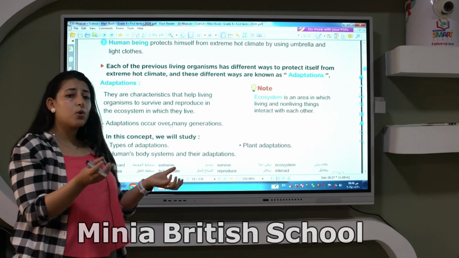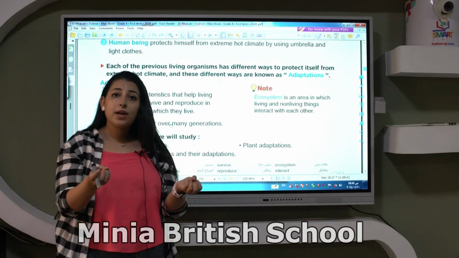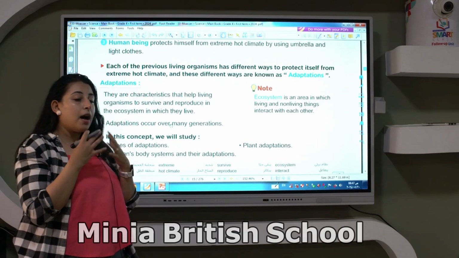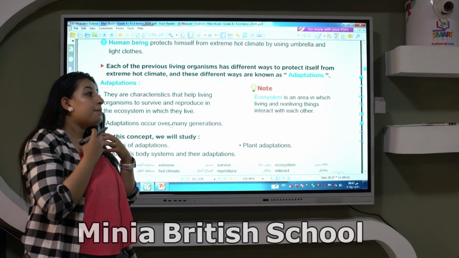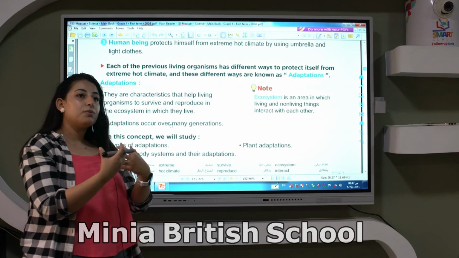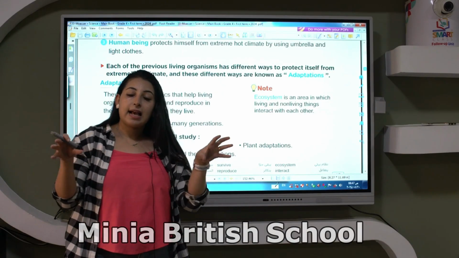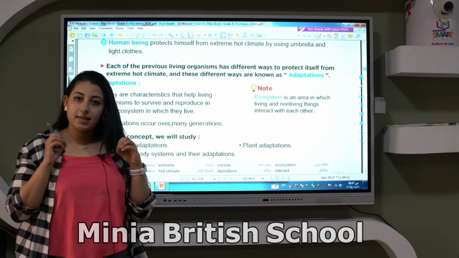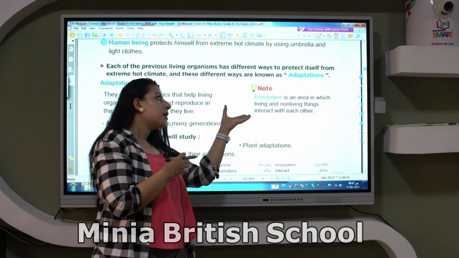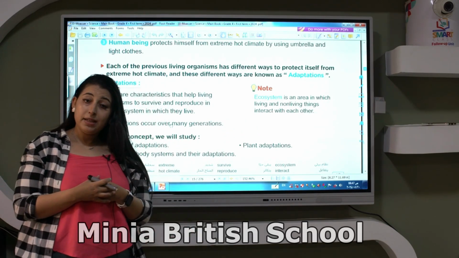What is the meaning of ecosystem? Ecosystem means the place or the habitat where the living organisms live. Not only living organisms. When I am a living organism, when I breathe air, I interact with the air. There is some interaction between me and the air. So this place or this class is called ecosystem. So what is ecosystem? It is an area in which living and non-living things interact with each other. Okay?